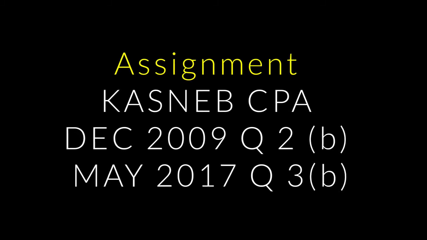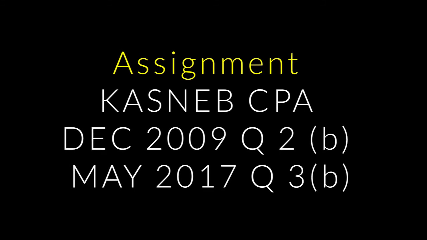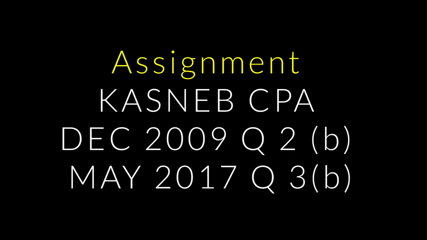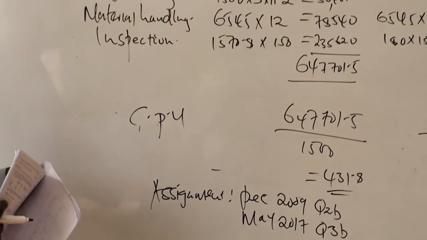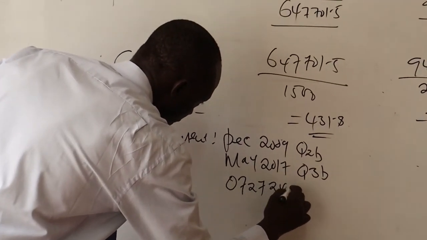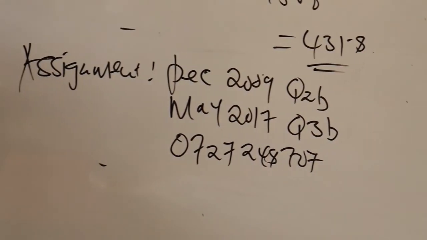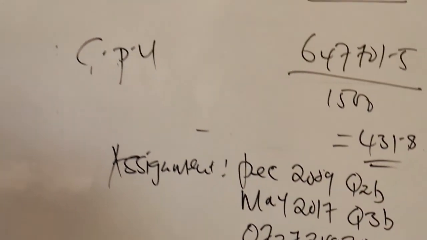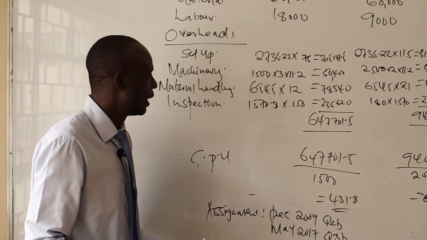You also attempt May 2017, question number 3B. These are CPA, not ATD. So attempt those questions, post them, and let me know. In case of any difficulties, please contact me on this number. In case of anything that is not understandable, you can contact me through that number. So that one will bring us to the end of that topic of activity-based costing. Once you attempt these questions, post them and then let me know.